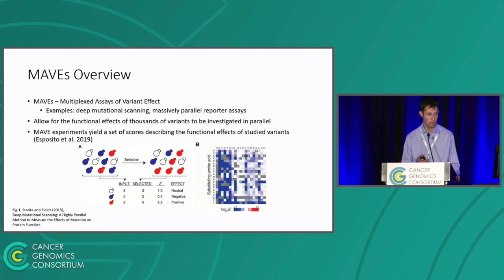So we've seen the example in panel A. Before selection, we have 3 white, 5 blue, and 2 red colonies. We impose some sort of selective pressure, and we get back 3 white, 2 blue, and 5 red. By computing this ratio, we're able to essentially compute an enrichment score for all variants that we examine.